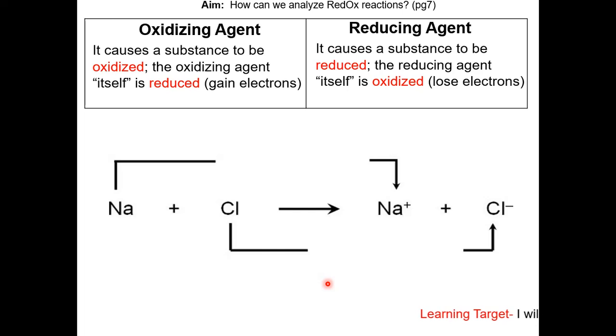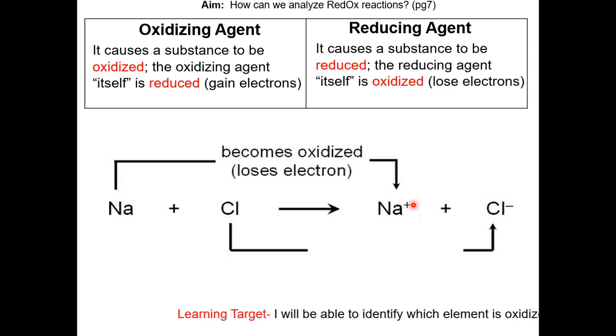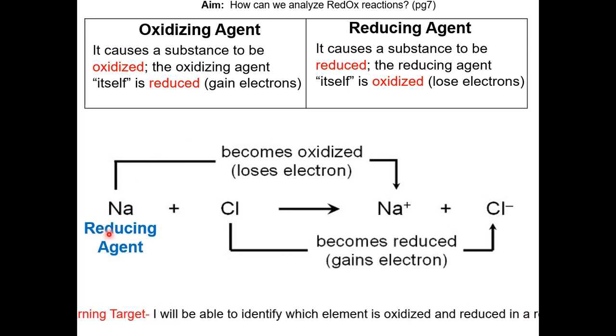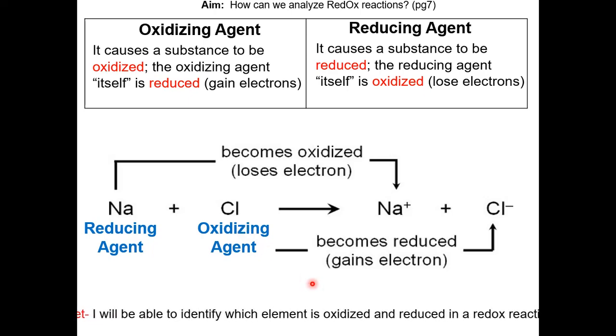Let's look at an example. Here we have sodium plus chlorine to give a sodium ion and chloride ion. Let's look at the oxidation numbers. This sodium has an oxidation number of 0. It goes from 0 to positive 1. Therefore, sodium was oxidized. Chlorine goes from 0 to negative 1. Therefore, it is reduced. Sodium is the reducing agent, and chlorine is the oxidizing agent in this reaction.